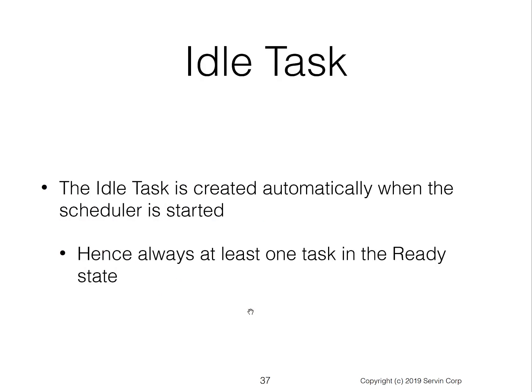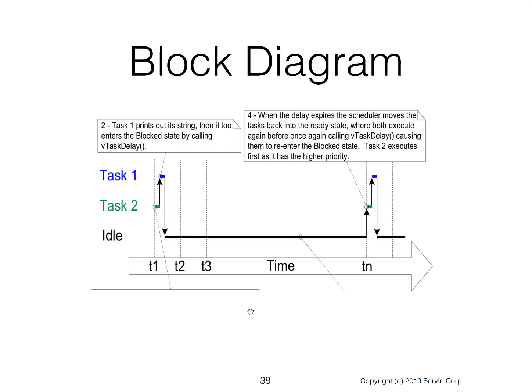Now there's also something called an idle task, and the idle task is actually created automatically when the scheduler starts. You can consider you get this idle task for free, and so there's always going to be at least one task in the ready state at all times. In other words, if there's nothing else to do, certainly the idle task can do something.